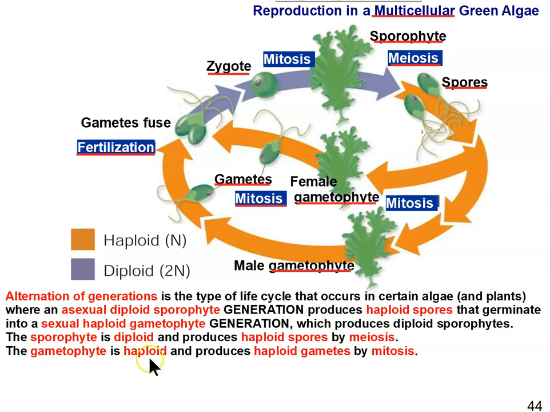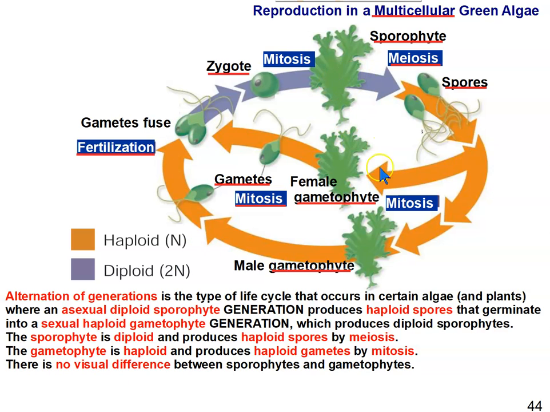And then the gametophyte is haploid. The gametophytes, whether they be male or female, are haploid, and they produce haploid gametes by mitosis. So we're going from haploid to haploid, so there's no change in chromosome number. So that's carried out by mitosis, always, if there's no change in chromosome number. And then those haploid gametes fuse together to go back to diploid. And remember, the only way you go from haploid to diploid is by fusing two haploid cells together, and that's what's happening at fertilization.